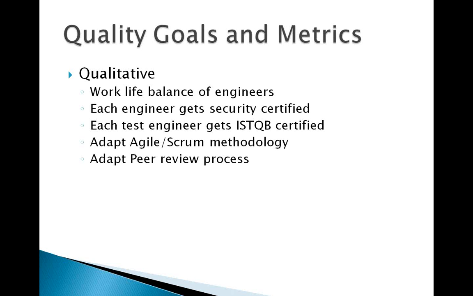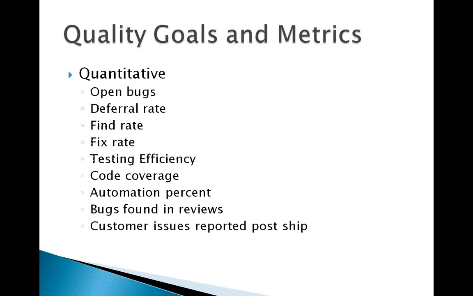Or you can say we'll adopt agile or scrum methodology in this release, or adopt a peer review process. So things like that. Now quantitative goals could be: at any given point of time in your release, what is the open bug count going to be, to fix and to test? What is the deferral rate? That is, let's say 10% is going to be the deferral rate of the overall bugs, and if it is shooting beyond that, then you need to fix bugs.